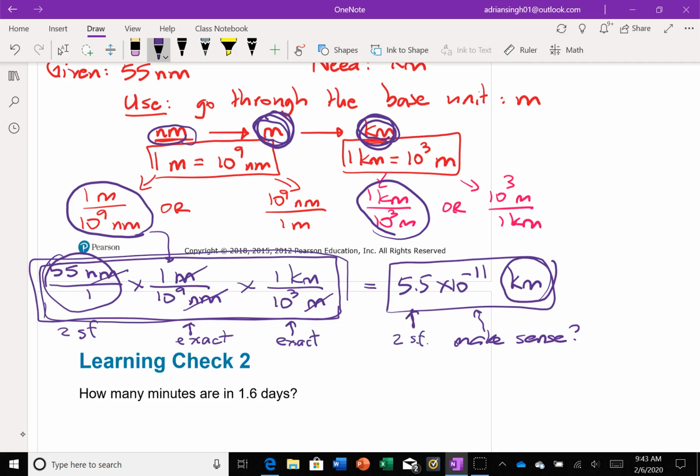And then secondly, we talked about the fact that when we go from a small unit, nanometers, to a bigger unit, kilometers, our final answer should be a lot smaller, right? And 10 to the negative 11 is really, really, really small. So this final answer here does make sense. And you want to go through those steps when you're posed with any calculation problem or any problem in general. You want to organize it, figure out what you're given, what do you need, and then what are you going to use to get there.